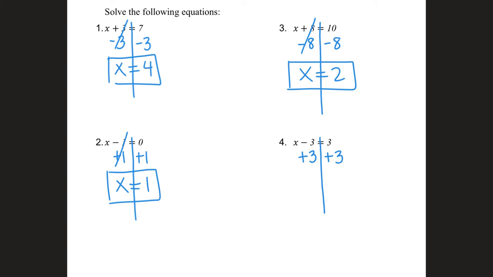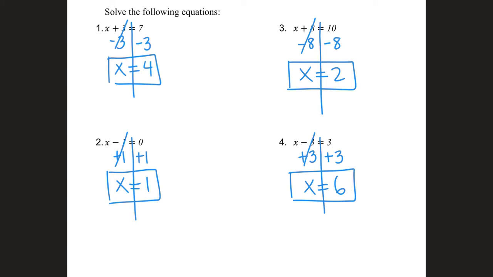On that left side, that negative 3 plus 3 canceled, which is what we wanted, leaving us with just x. And then 3 plus 3 gives me 6. So my answer is x equals 6.